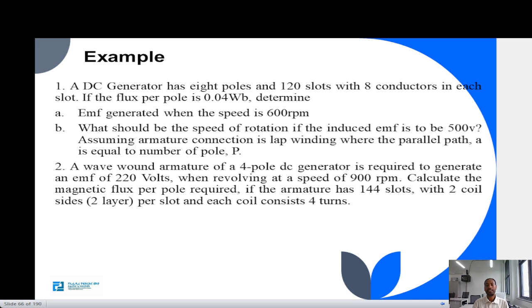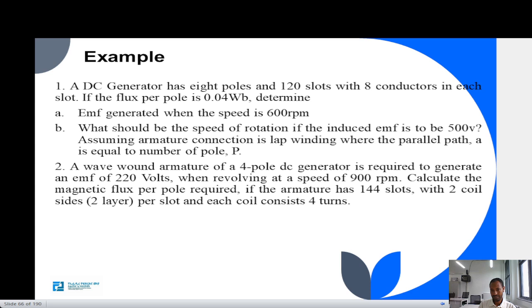The second example says that a wave wound armature of a 4-pole DC generator is required to generate an EMF of 220 volts when revolving at a speed of 900 RPM. Calculate the magnetic flux per pole required if the armature has 144 slots with 2 coil sides per slot, and each coil consists of 4 turns, it says.